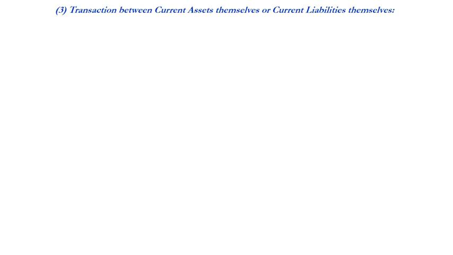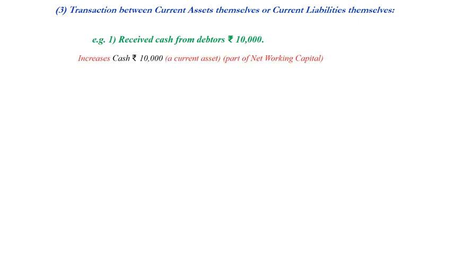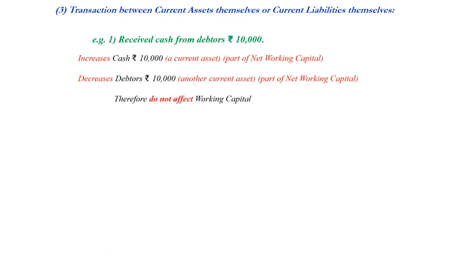Third one, transactions between current assets themselves or current liabilities themselves. Example, received cash from debtors. Debtors is part of current asset. Cash is also part of current asset. So here the transaction is between current assets themselves. It increases cash by 10,000, a current asset, and also decreases debtors by 10,000. So one current asset is increasing, another current asset is decreasing by the same amount. Therefore, do not affect the working capital.